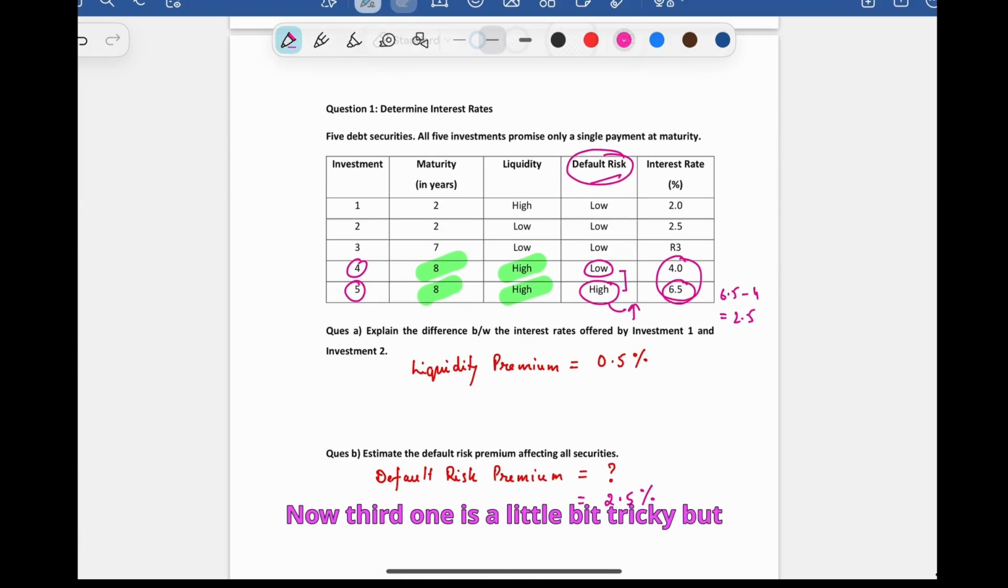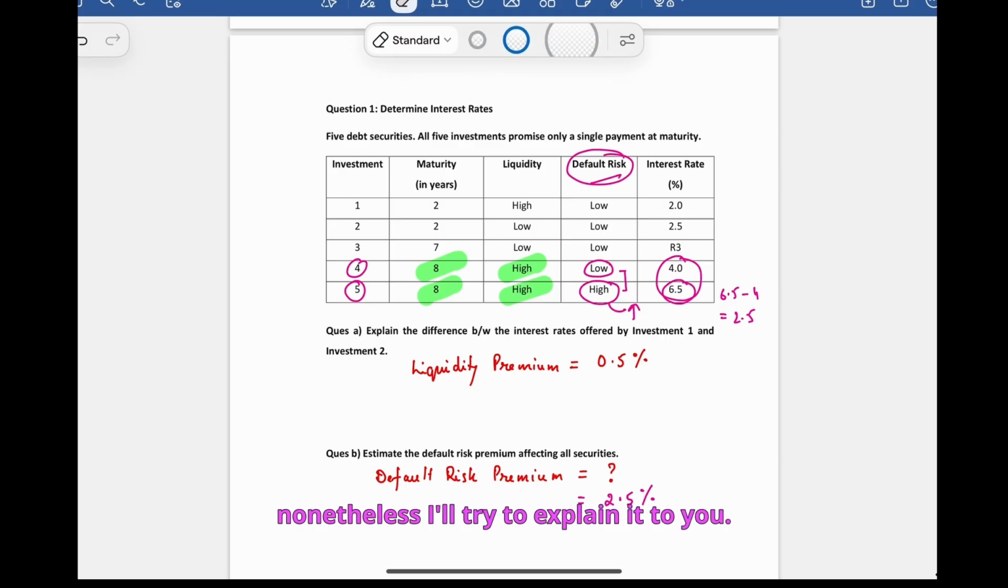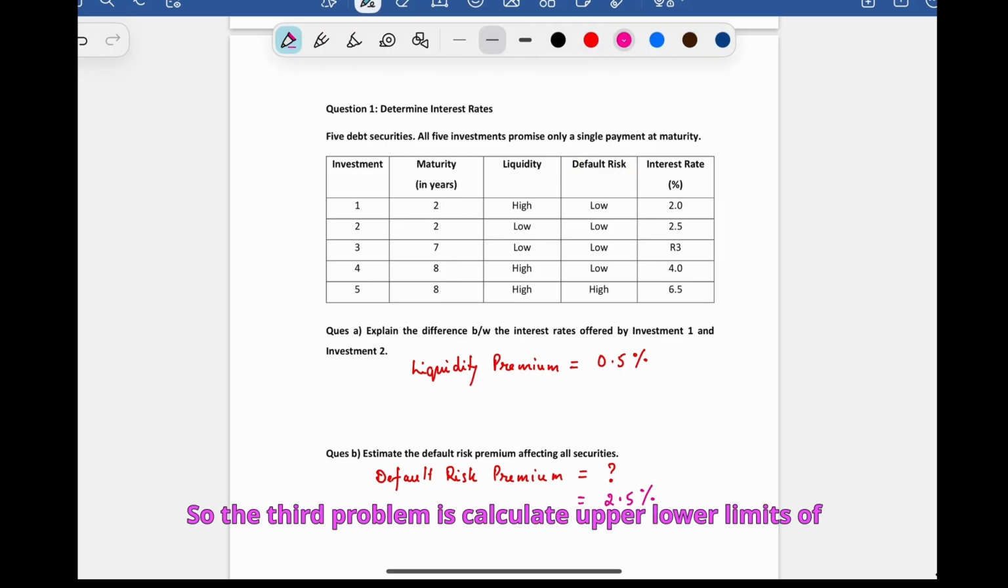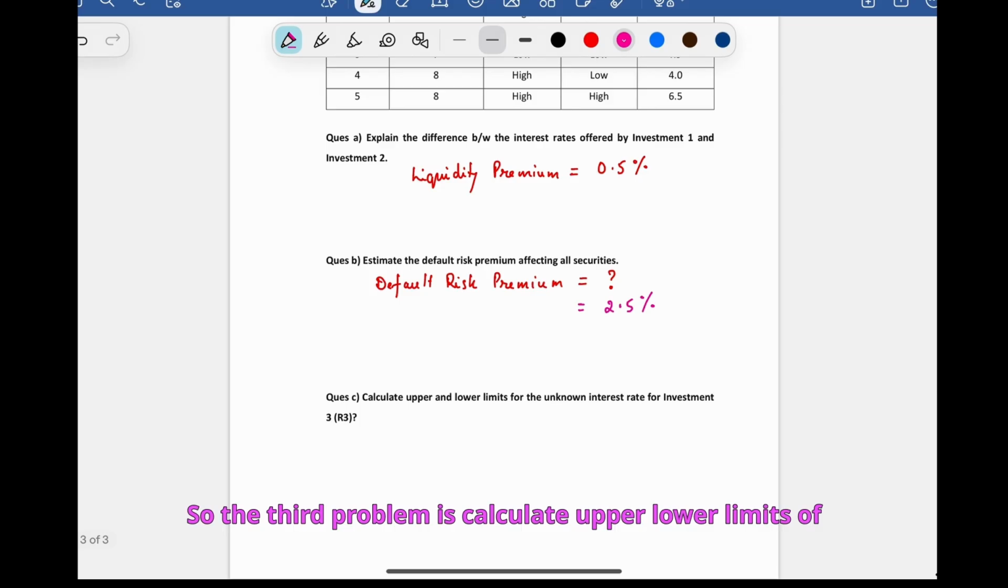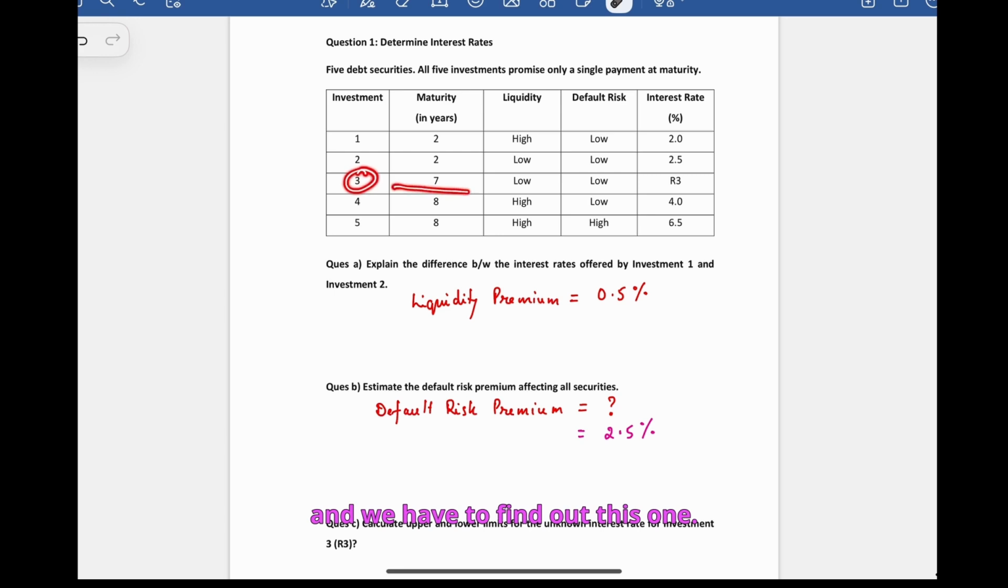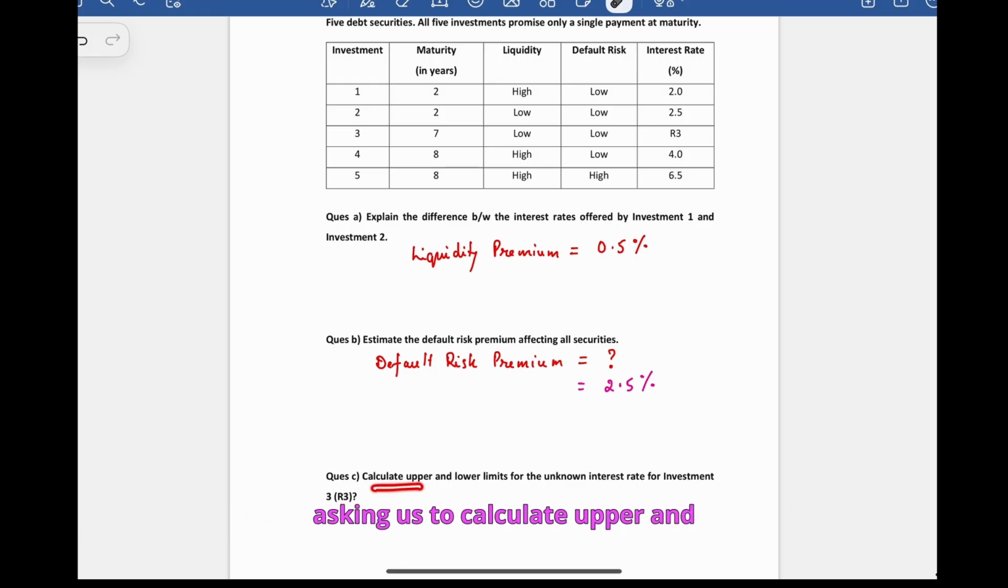the third one is a little bit tricky, but nonetheless, I'll try to explain it to you as simply as possible. The third problem is: calculate the upper and lower limits of the unknown interest rate for investment 3. Investment 3 is this one, and we have to find out this one. As you can see from the question itself, it is asking us to calculate upper and lower limits. So in a way it is telling us that we cannot know the exact value of R3, but we'll know the upper limit and lower limit. So let's try to find out what exactly this R3 will be.